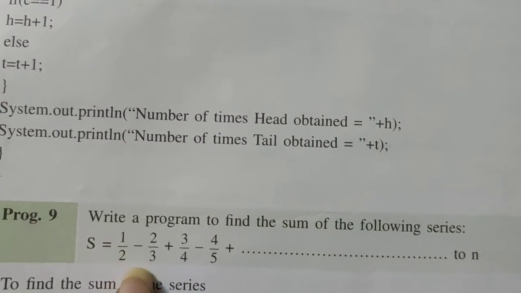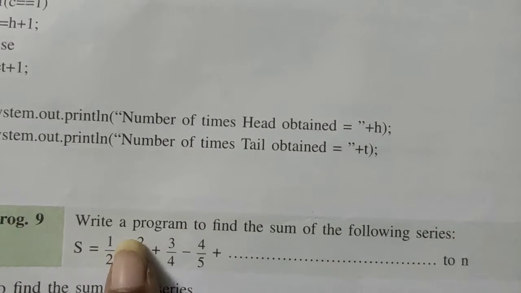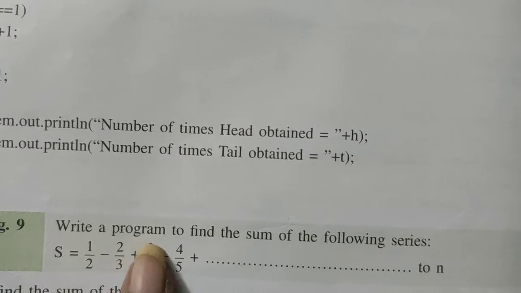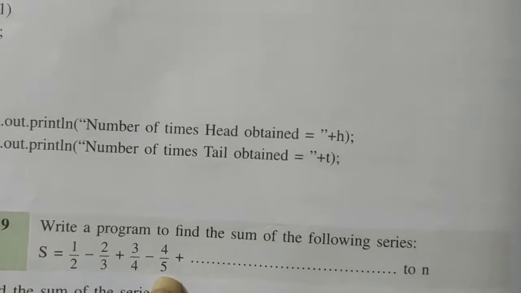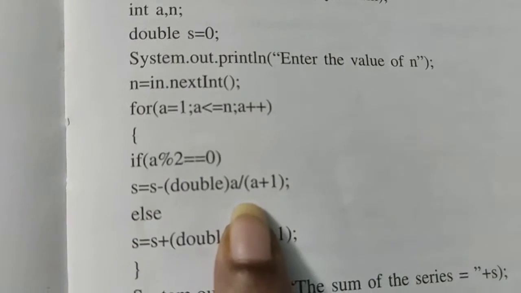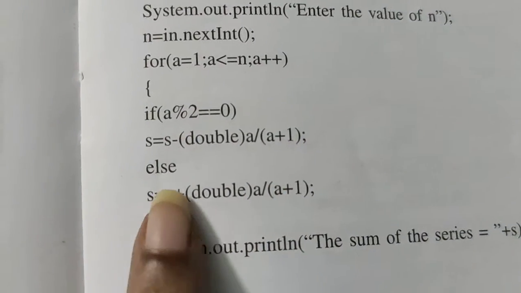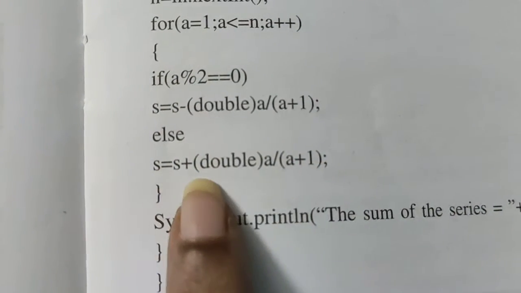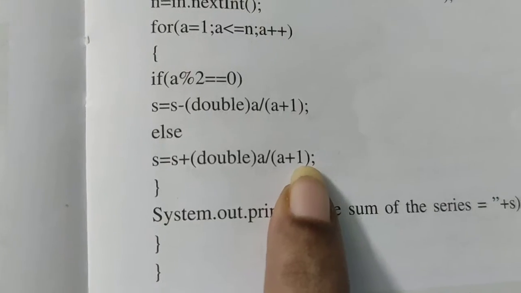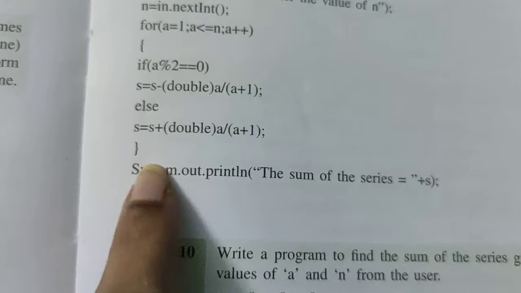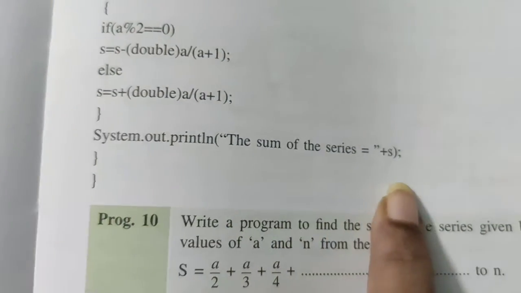And for this they have given a by a plus 1. See here, for 1 the denominator is 2, for 2 the denominator is 3, a plus 1. Like this it is going on. That's why they have given here double a by a plus 1. Else we have to add it. If it is not the second term, then we have to add it, so s plus double a by a plus 1. So once the loop is over, that is n terms are completed, it will come out and print the sum.